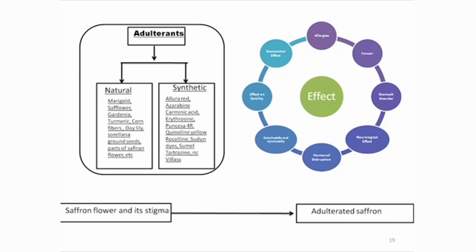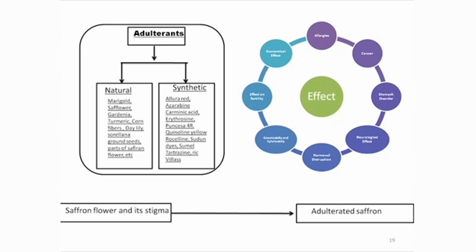And there are various side effects of adulterated saffron. Adulterated saffron causes various effects in cell lines and animal models, like allergies, developmental toxicity, genotoxicity, and cancer. They also have neurological effects and hormonal disruption, with a greater effect on fertility, and they can cause stomach disorders.